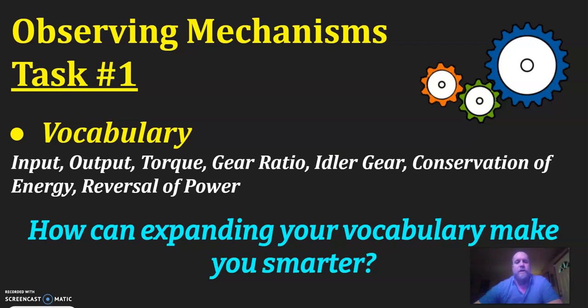So the words that you're going to define for this vocabulary exercise are input, output, torque, gear ratio, idler gear, conservation of energy, and reversal of power. So at this point, let's pause the video and open up your design notebook.